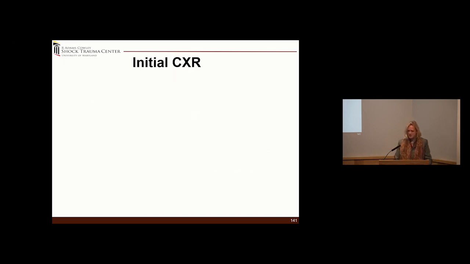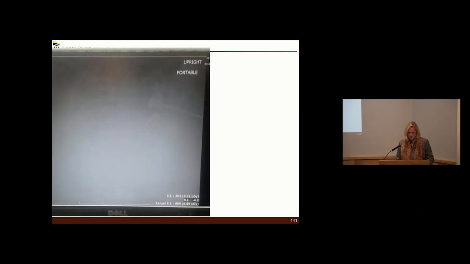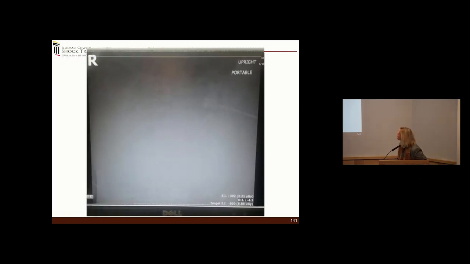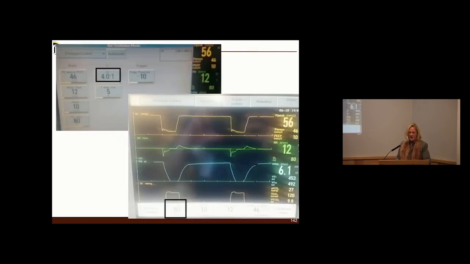So this is the initial chest x-ray, 100%. Dim the lights, please. She's transitioned to a 4-to-1. My airway pressure on conventional, this is still on PRVC, is 56. And she's now on 80%, PEEP of 12, and on a 4-to-1. And all that was changed was the I:E ratio, not the tidal volume setting. So my airway pressure is 56.